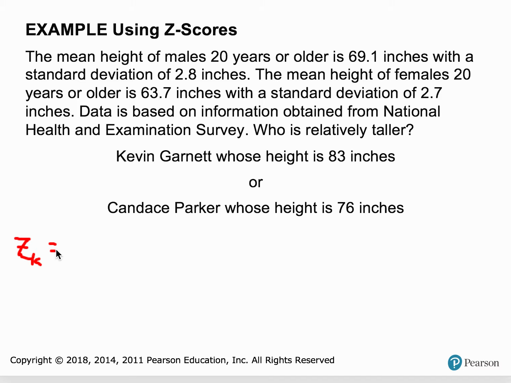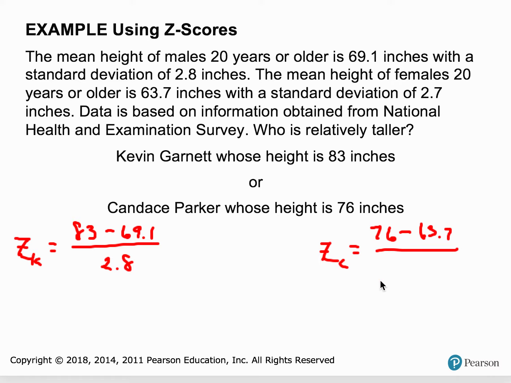Okay, so we take the data value, which is 83. We're going to subtract the mean. So since he's male, we're assuming, okay, is 69.1 and divide by the standard deviation of 2.8. Okay, and then let's find the z-score for Candace. So she's 76 inches tall. We're going to subtract the mean height of females and divide by their standard deviation.